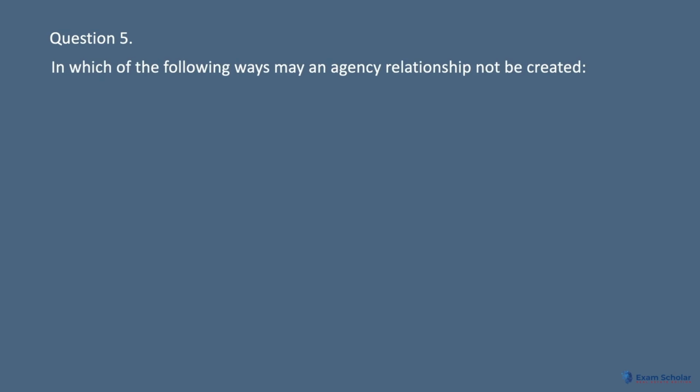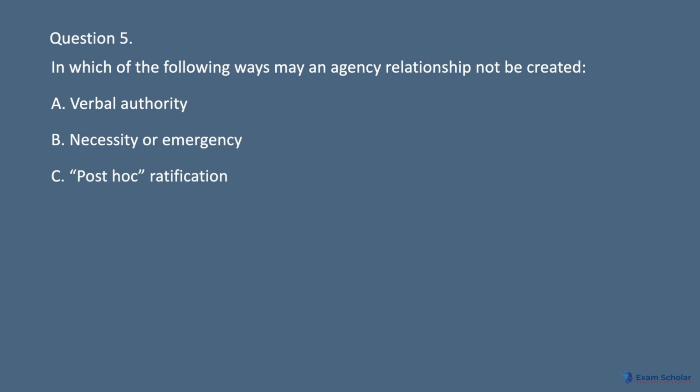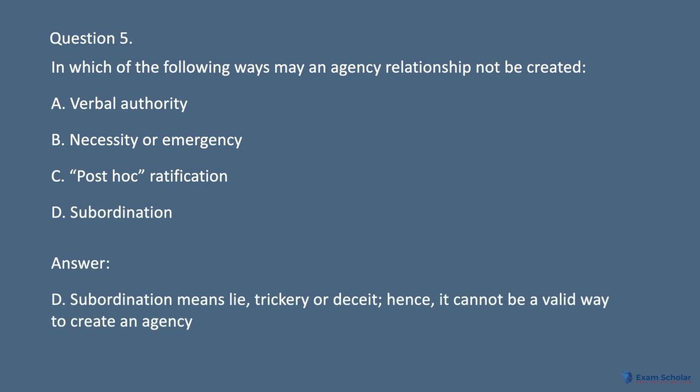Question 5. In which of the following ways may an agency relationship not be created? A. Verbal authority. B. Necessity or emergency. C. Post hoc ratification. D. Subordination. Answer. D. Subordination means lie, trickery or deceit, hence, it cannot be a valid way to create an agency.